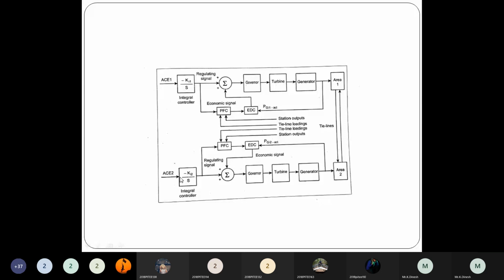Again in the bottom I am having another integral controller regulating signal. The regulating signal is connected to the PFC, EDC, that is economic signal, summer, governor, turbine, generator. Before connecting to your area 2, I am having my feedback.